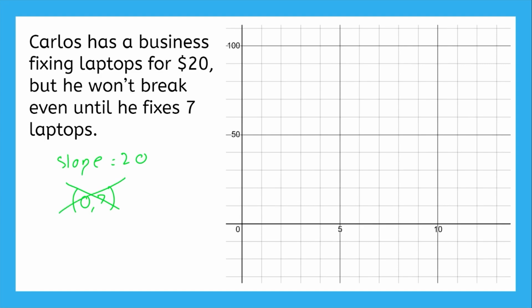We know at what point he breaks even. In other words, if he fixes 7 laptops, his profit will be 0. So this is actually the x-intercept. Let's plot that x-intercept first, and then use the slope of $20 per laptop. And here's our line.